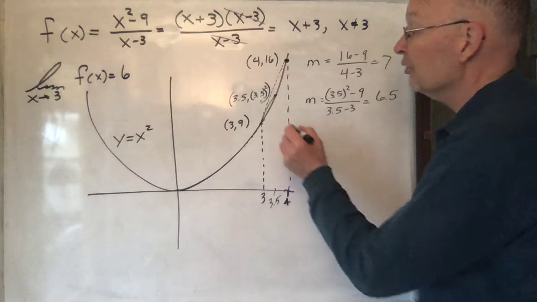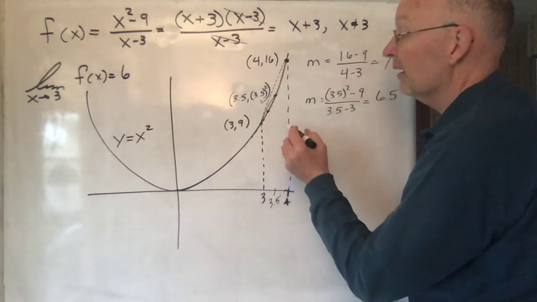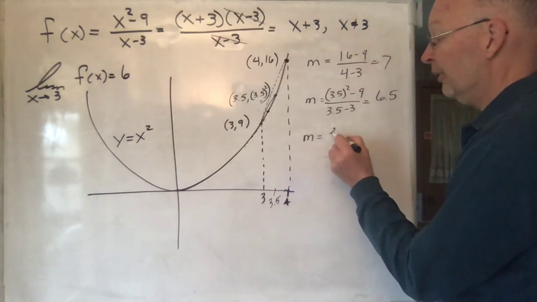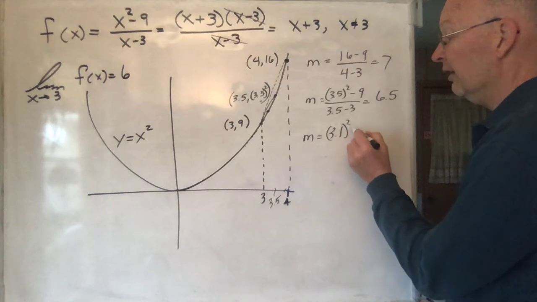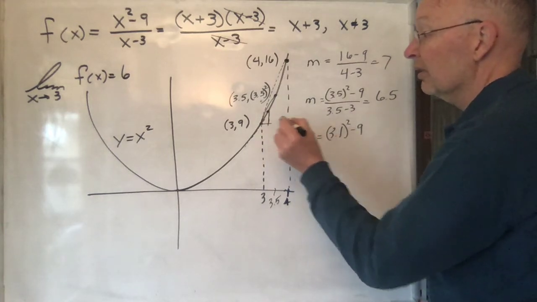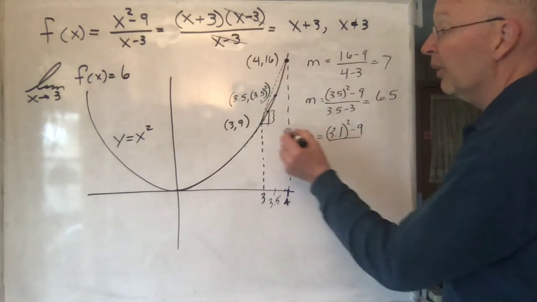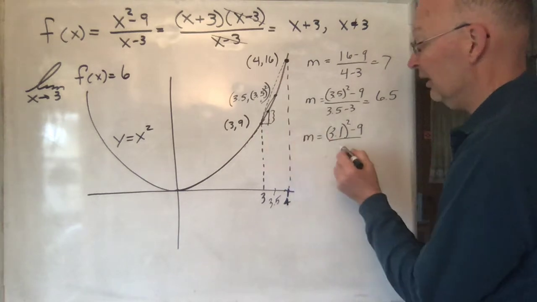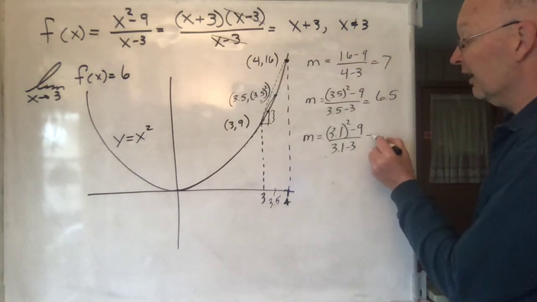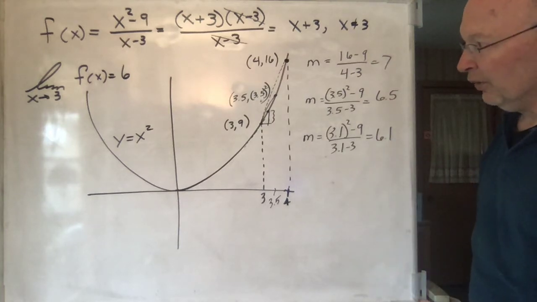How about choosing 3.1? Okay, how about choosing that point right there? So what's the slope of that line going to be? It's going to be 3.1 squared minus 9. That's the change in the y values, divided by 3.1 minus 3, which is the change in the x values. And again, I know what the final answer is, that you end up with 6.1 for an answer, or something very close.